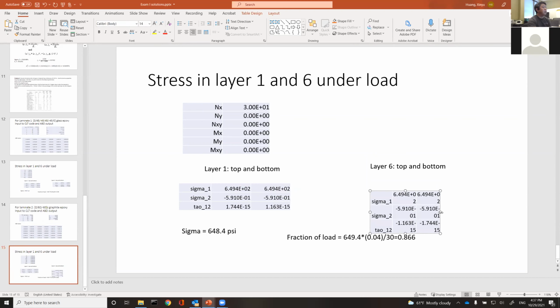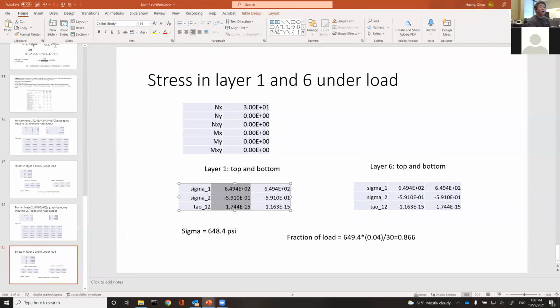Notice I have 2 columns. The first column is the top of the layer, and the other column is the bottom of the layer. If you do the average, that'll be the middle of the layer. For this case, it turns out the top and bottom have the same stress, for layer 1 and layer 6. So that stress is 649.4. Sigma 1.